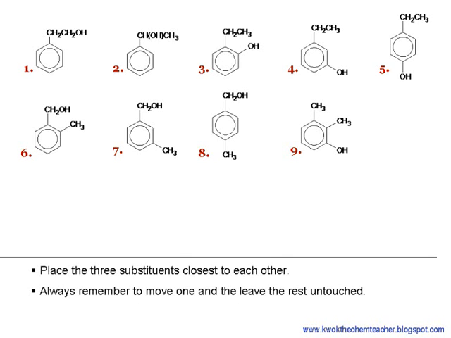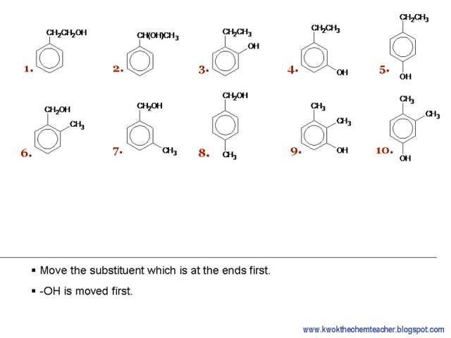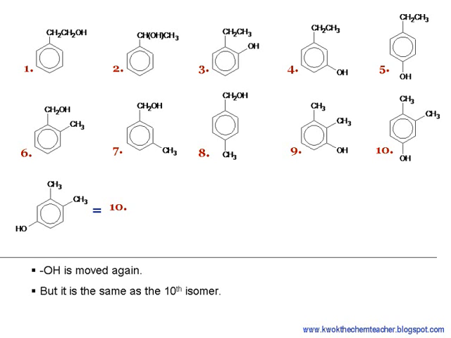Place these three substituents closest to each other. Always remember to move one substituent at a time and leave the rest untouched. We have moved the OH substituent first, leaving the two methyl substituents untouched. Once again, we move the OH substituent to another adjacent carbon atom. However, this structure is identical to the 10th isomer.